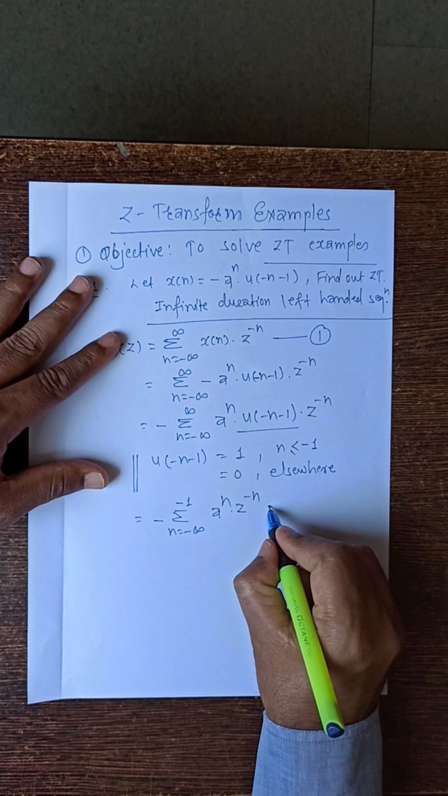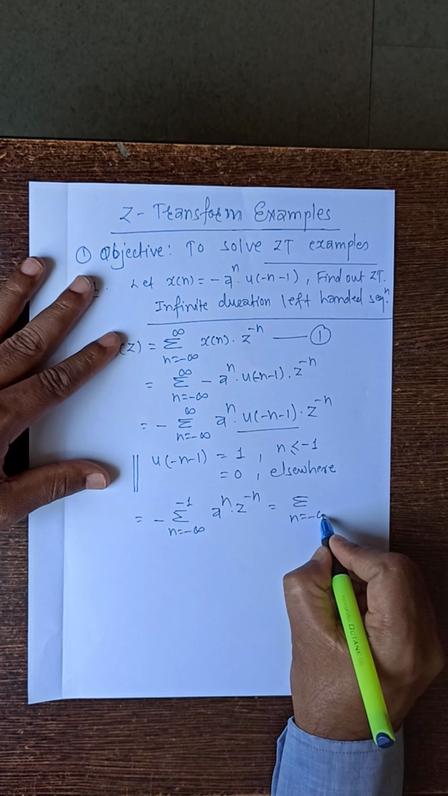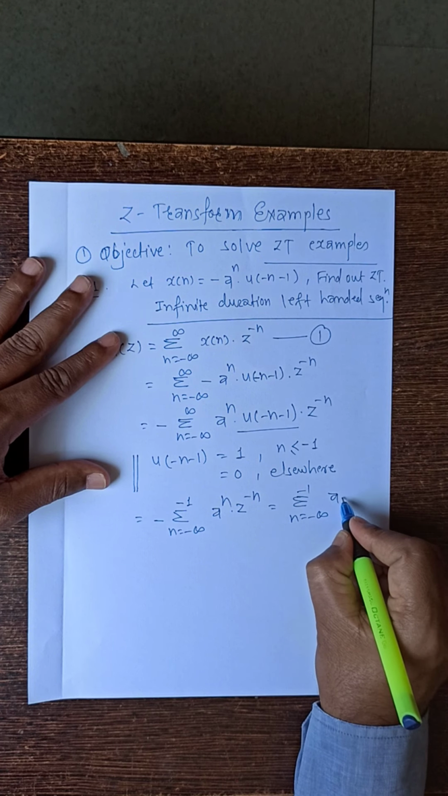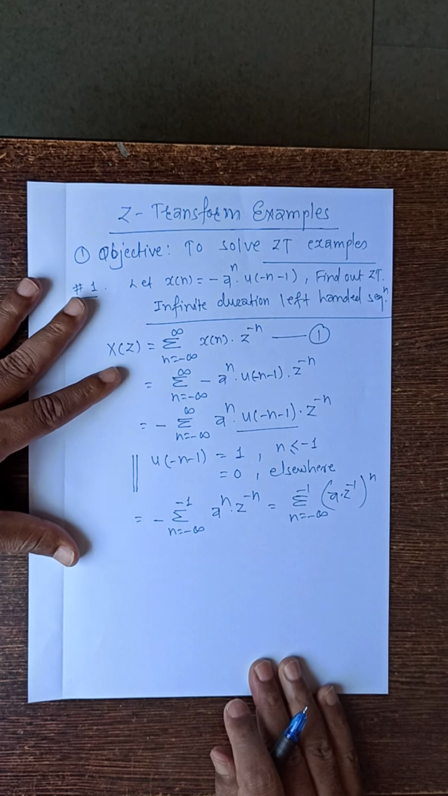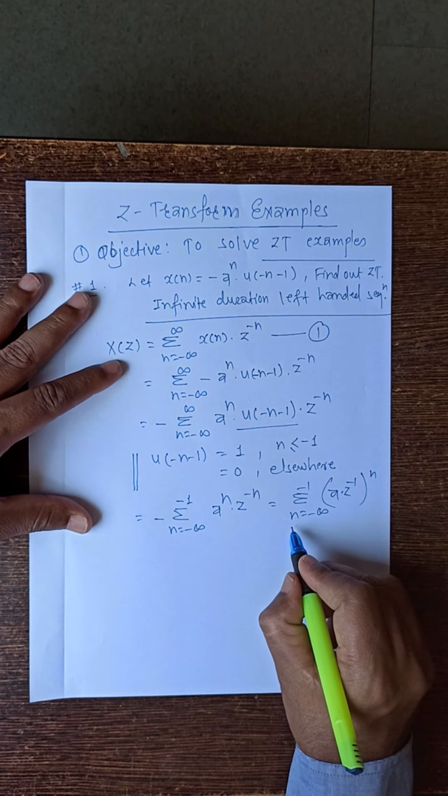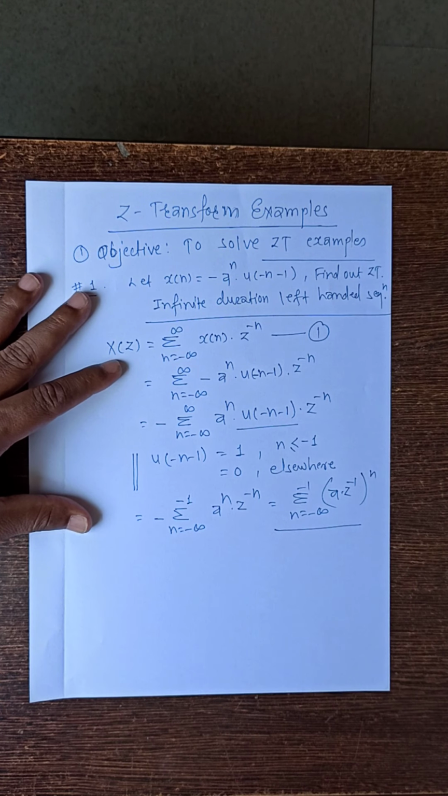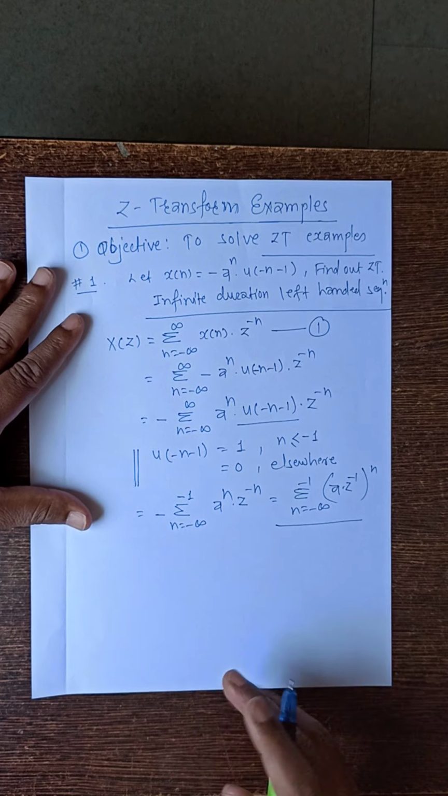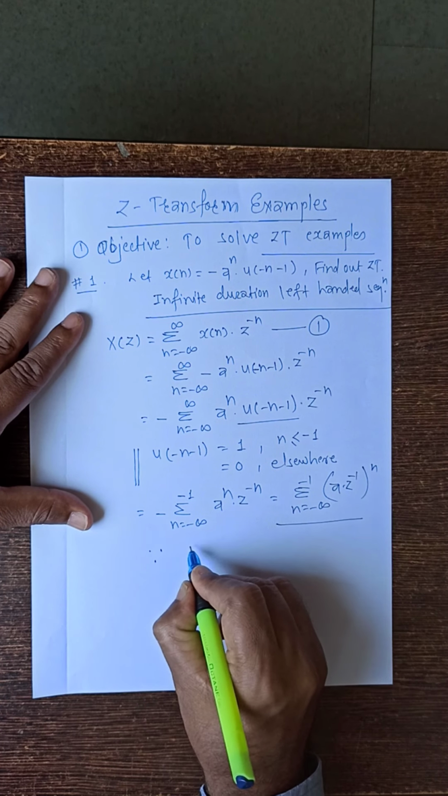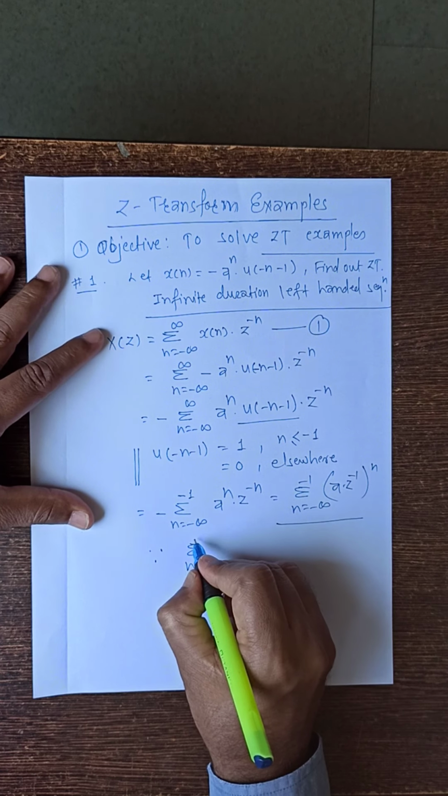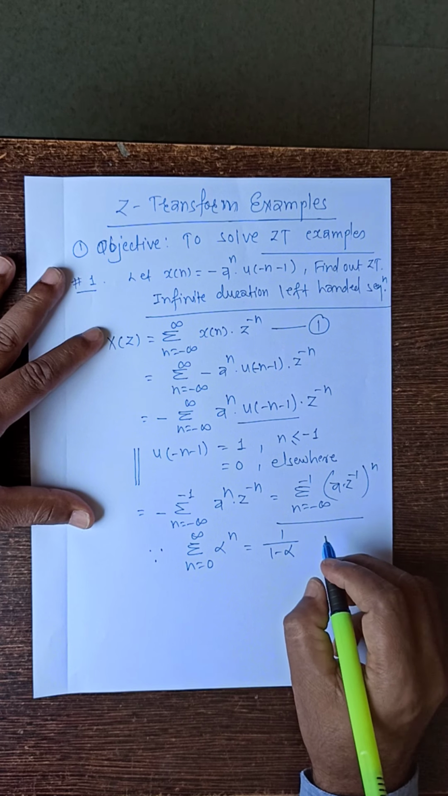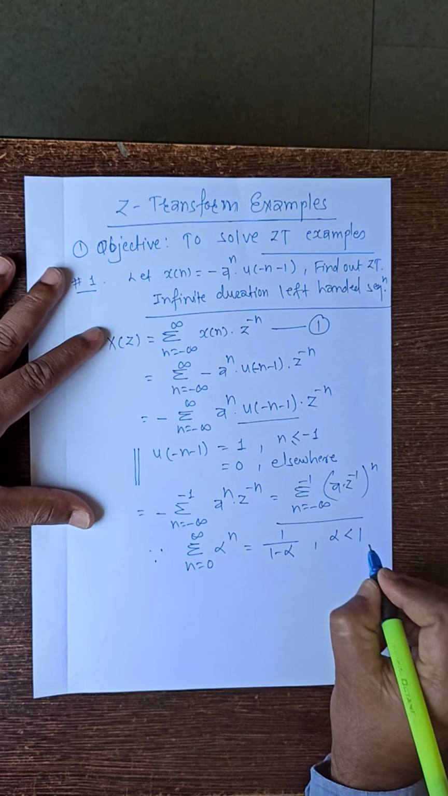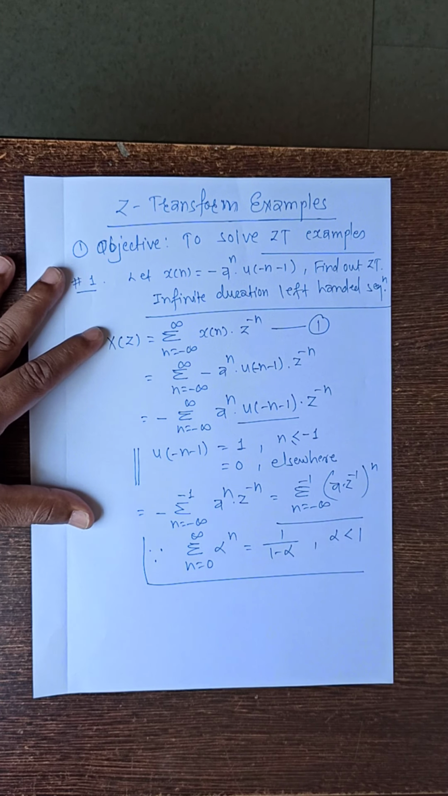So this can be written as summation n equals minus infinity to minus 1 of (a z raised to minus 1) raised to n, right? So here we have to bring this quantity into the geometric progression format. So what is the geometric progression? We know, summation n equals 0 to infinity alpha raised to n equals 1 divided by 1 minus alpha, provided that the absolute value of alpha is less than 1. So this geometric progression we have to use.